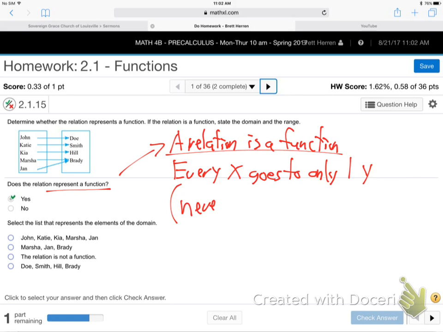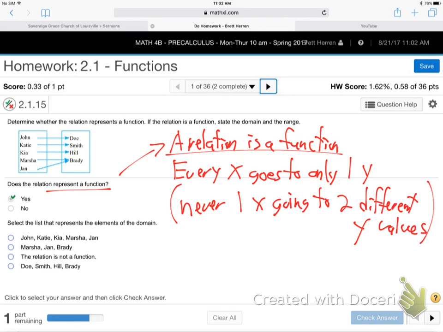In other words, never one x going to two different y values. That's what you can't have. That's the big no-no. You never want one x value going to two, like John Doe or John Jones. We don't want one x value going to two, even though of course that can happen in real life. You can have John Jones and John Doe. We would not call that a function. It would be a relation, but not a function. So a relation is a function if every x only goes to one y, not two or more.